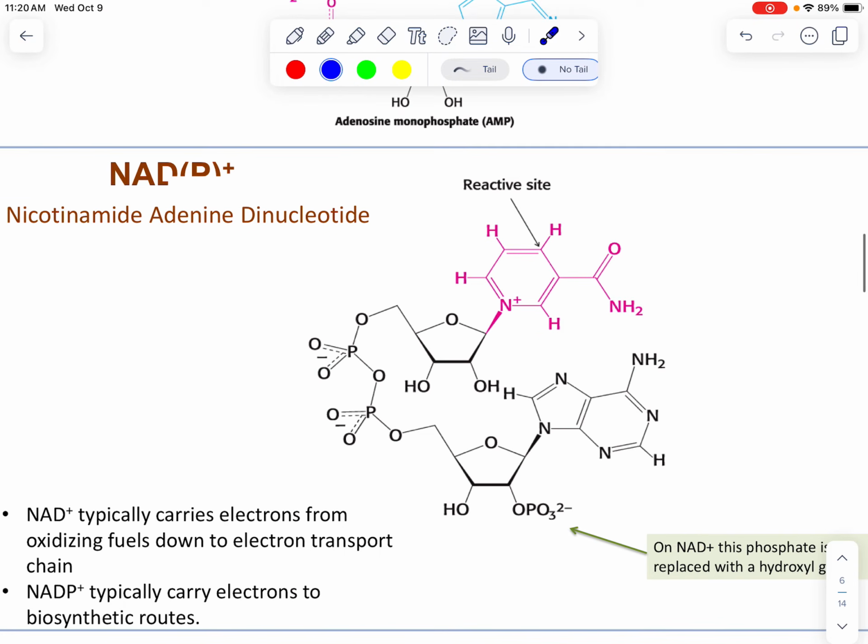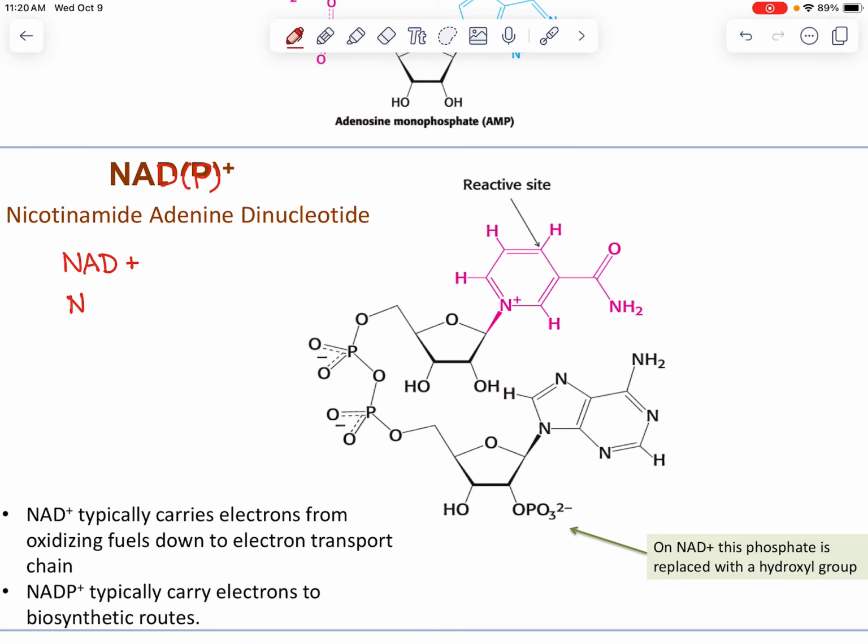All right, let's look at the NADP, and I cut that off, didn't I? NADP or NADP plus. So we've got 2 possibilities. Nicotinamide adenine dinucleotide, and it can either have a phosphate or not have a phosphate. So when we look at this, notice the terminology dinucleotide.